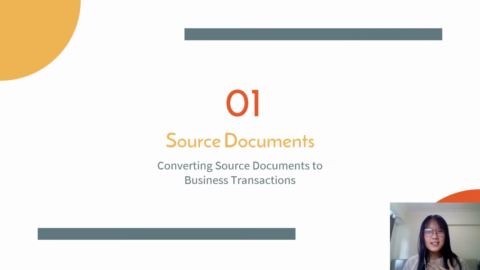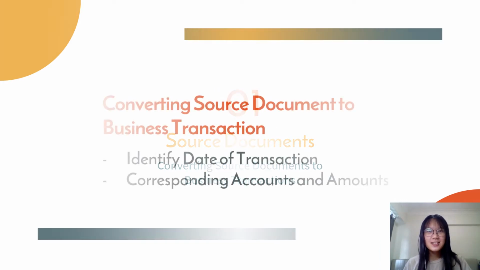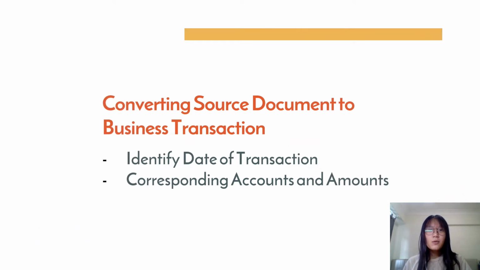I am Rachel Tan, where I will begin by explaining with examples how source documents are translated to business transactions. To start off, we first need to identify the date of transaction, which will be stated on the source document. Afterwards, we need to identify the corresponding accounts and amounts affected by the transaction before we record them down in the general journal.